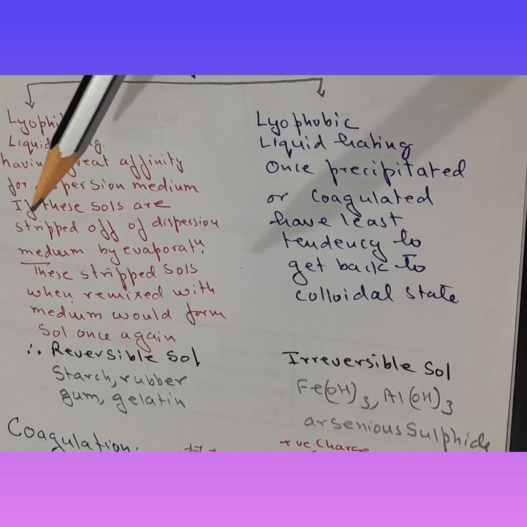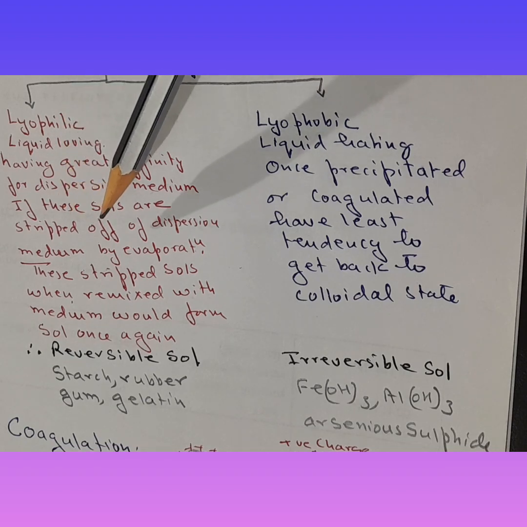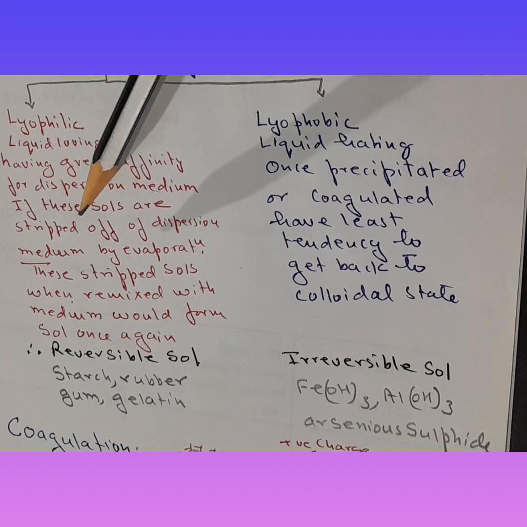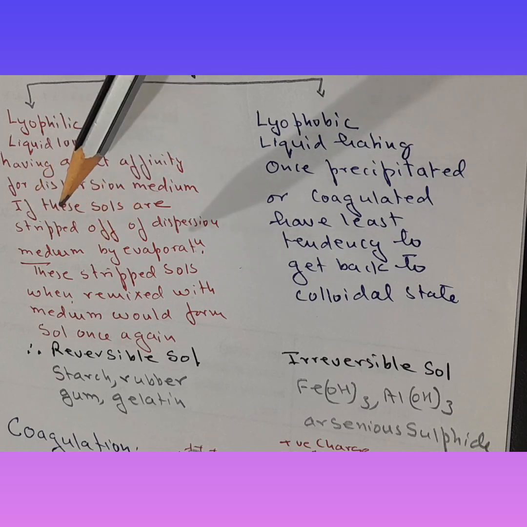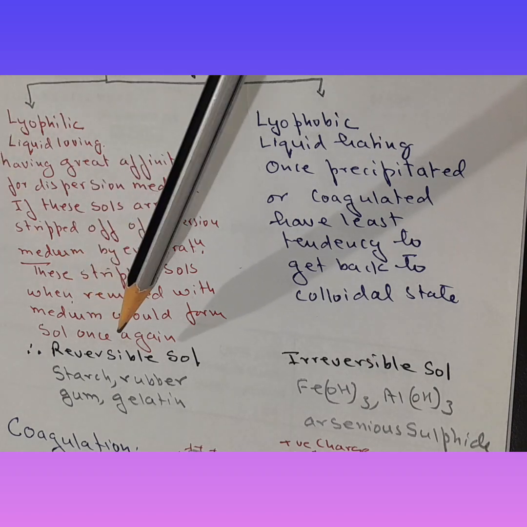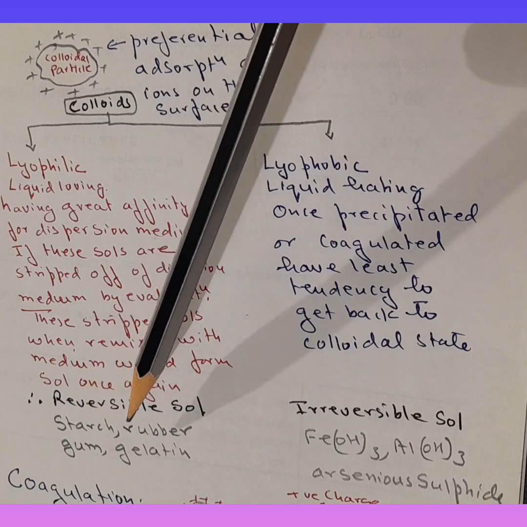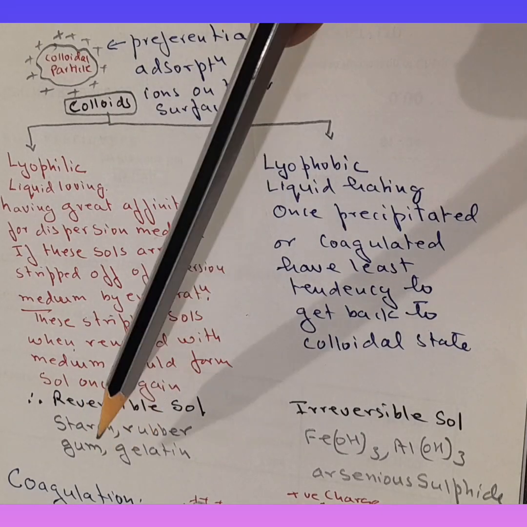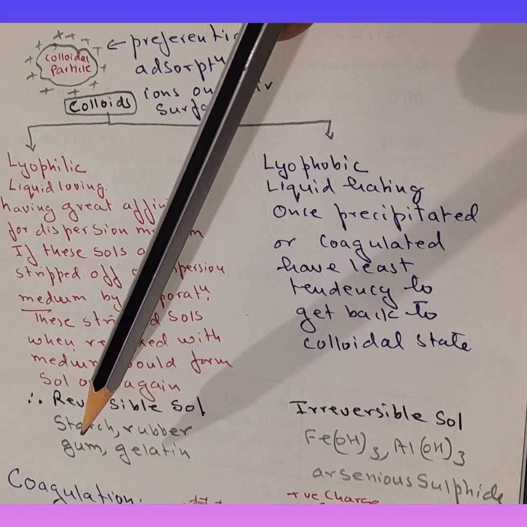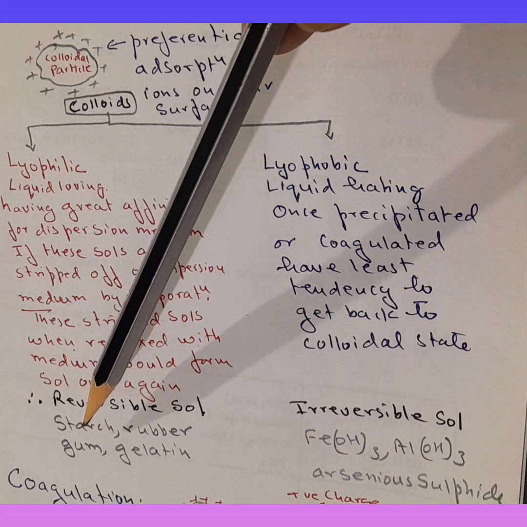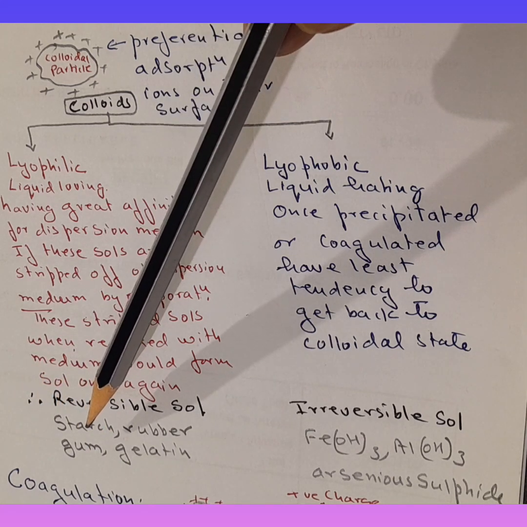What happens is we get the solid colloid particle. But to this solid colloid particle, if we add dispersion medium again, they get back into lyophilic colloids. So that's the reason why we call it a reversible salt. Examples are starch, rubber, gum, gelatin. We know, right? Starch, if we put it back in water, again it gets into colloidal form. So quite natural.